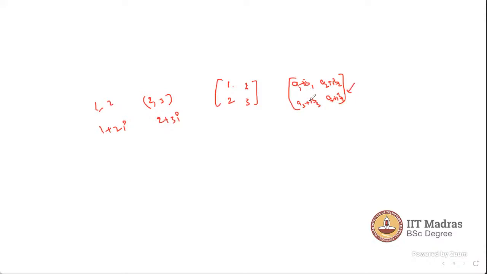But sir, suppose we have these 2 points, no? So 1, 2 and 2, 3. Suppose we want to represent these 2 points. Then how do we represent, sir? How do you represent these 2 points?